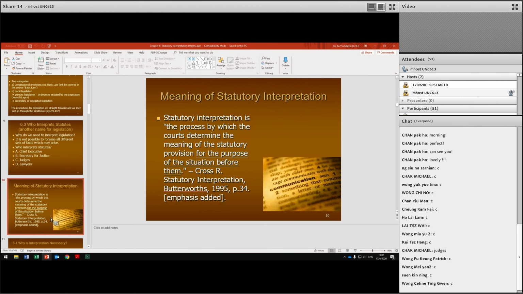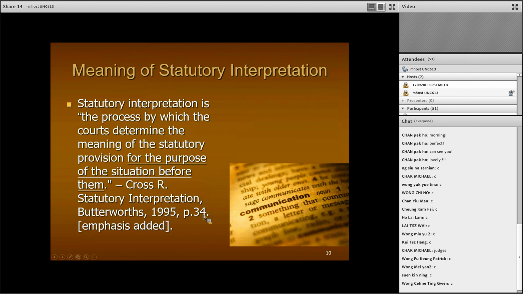So the formal definition of statutory interpretation, or legislative interpretation, is the process by which the court determines the meaning of a statutory provision, for example a certain section, regulation, bylaw, etc. Collectively, we call it a statutory provision. The key point is that it is for the purpose of the situation before them. That means there must be a real case.